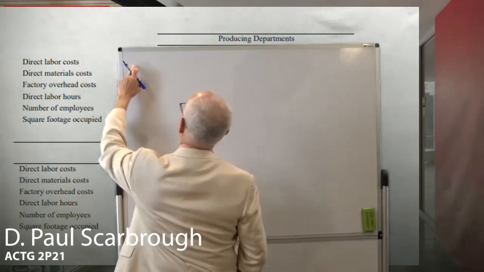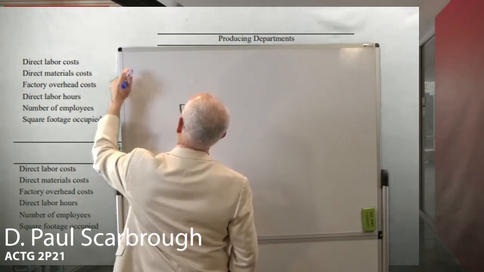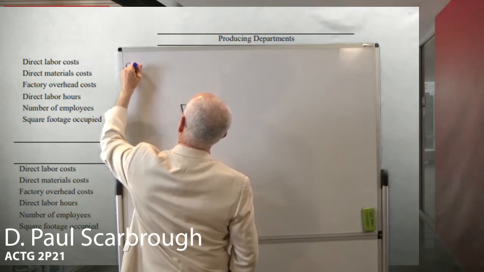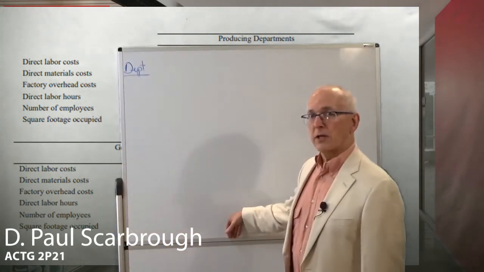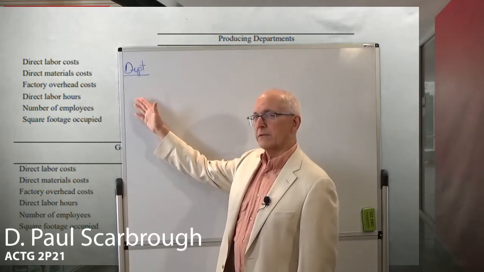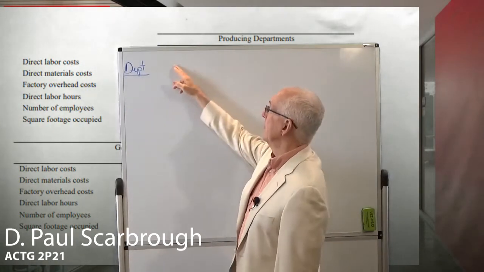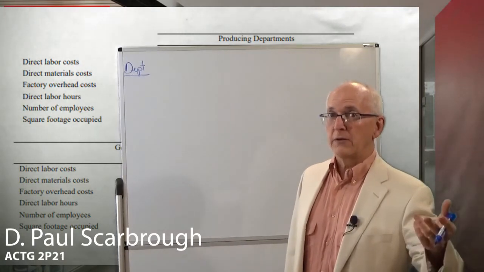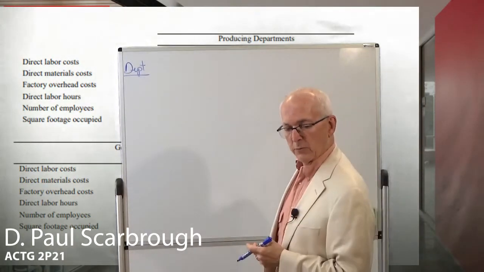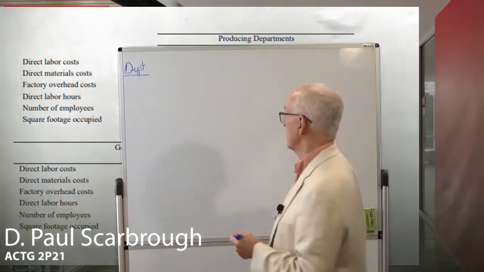So the first thing we need to do is list the departments on the side. Okay. These are the departments we're transferring from. You'll sort of see what I'm talking about in a minute. And these are the departments we're transferring sort of to. Okay, these are where the costs are. So first one we're going to have up there is the cafeteria.